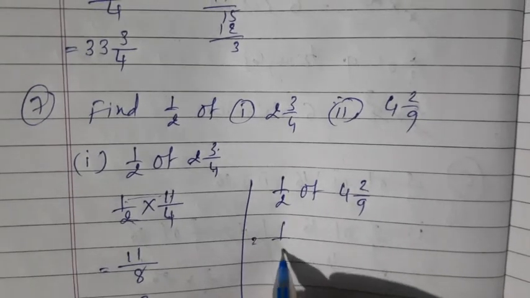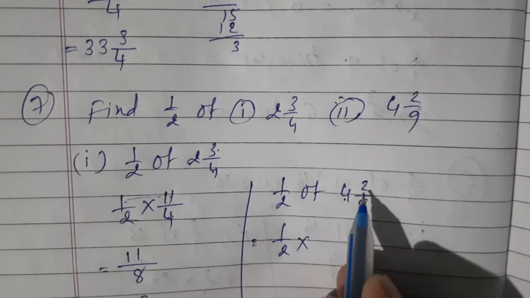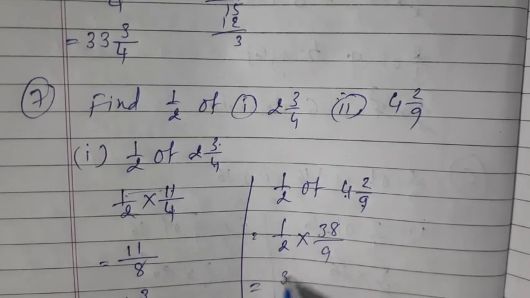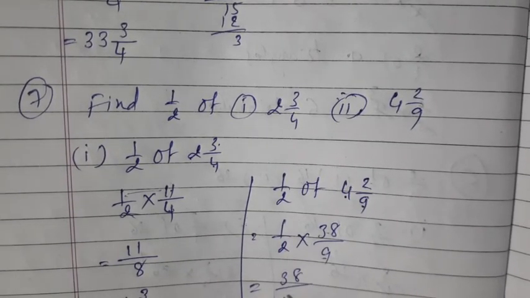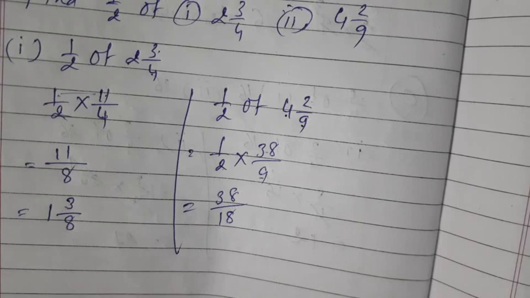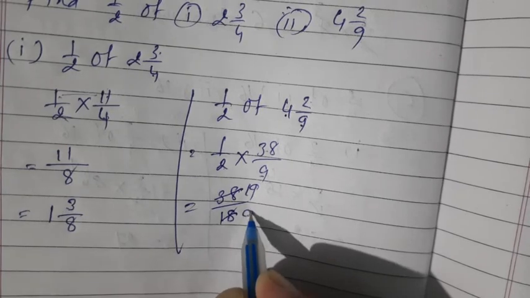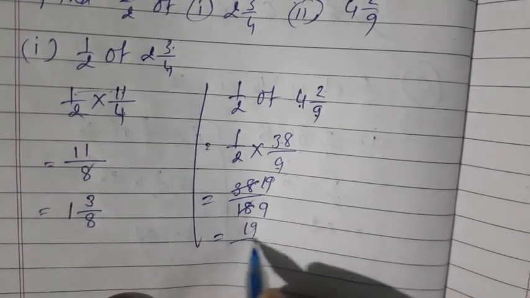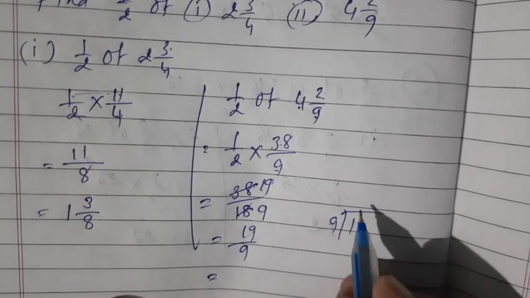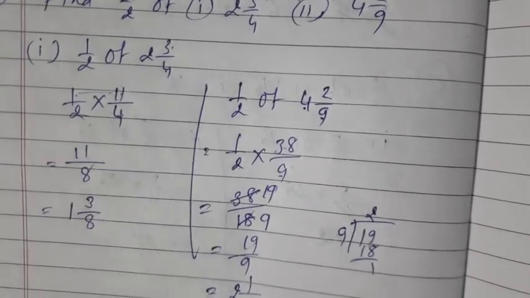Okay. Same, 1/2 of 4 integer 2 upon 9. That means 1/2 into 9 4s are 36 and 2, 38 upon 9. Equal to 38 1s are 38, 9 1s are 9, 2s are 18. Right? Now a common element is there. Yes, 19 2s are and 9 2s are. So 19 upon 9 equal to, now convert them. 19 upon 9, 2s are 18, 1. So 2 integer 1 upon 9. That's your answer.